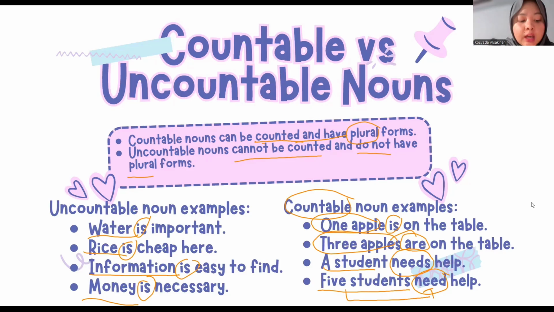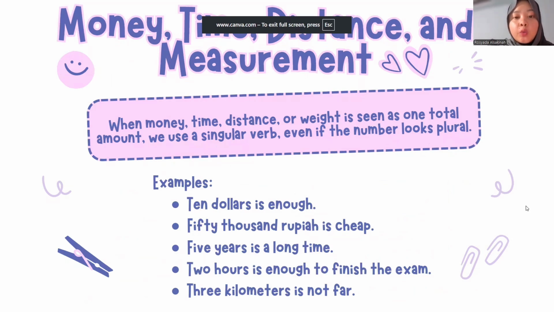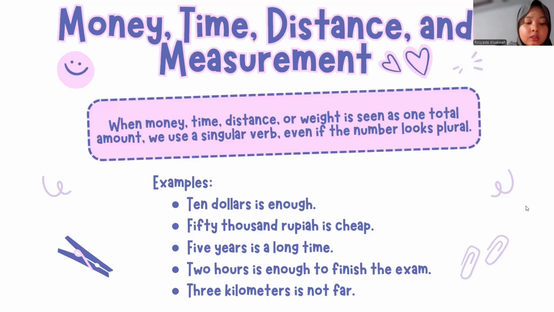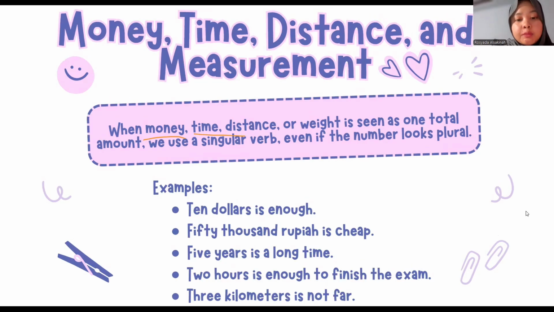Take a note: an uncountable noun always takes a singular verb. Alright, we need to talk about money, time, distance, and measurement. When we talk about money, time, distance, and measurement, it's seen as one total amount.